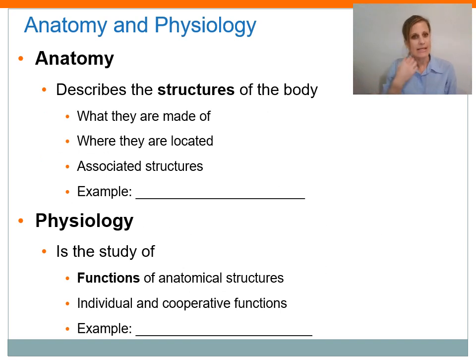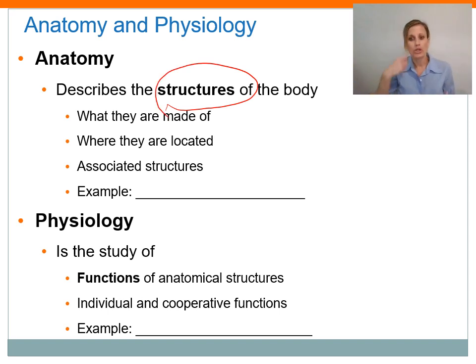So first, what is anatomy and what is physiology? Technically, anatomy and physiology are two different sciences. We study them together because they are so closely related to each other, but they are technically two different things. Anatomy is a science that studies or describes the structures of the body.